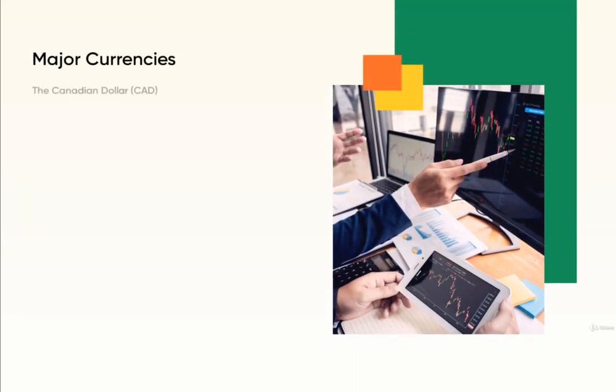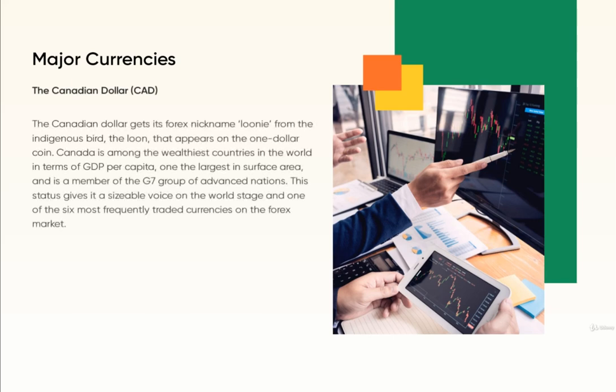The Canadian dollar, CAD. The Canadian dollar gets its Forex nickname loonie from the indigenous bird, the loon, that appears on the $1 coin. Canada is among the wealthiest countries in the world in terms of GDP per capita, the largest in surface area, and is a member of the G7 group of advanced nations. This status gives it a sizable voice on the world stage and one of the 6 most frequently traded currencies on the Forex market.